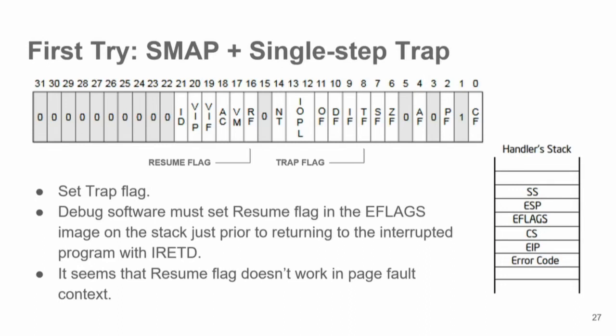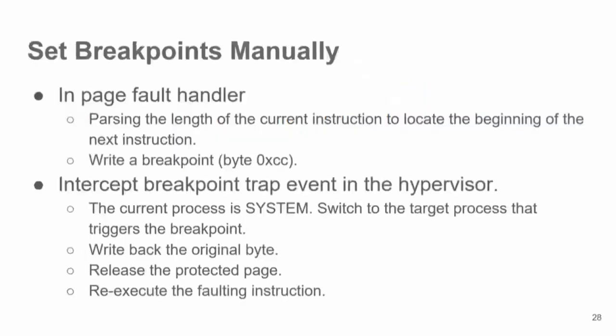But the problem is, the resume flag only works in a debugger context handler. So for us, our work is done in the page fault handler, so this resume flag doesn't work. So we have to do it in a much harder way. We have to set breakpoints manually. So in the page fault handler, we just set a breakpoint, that's a byte CC, into the next instruction.